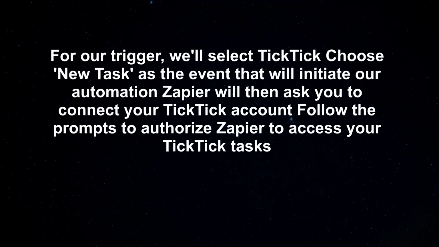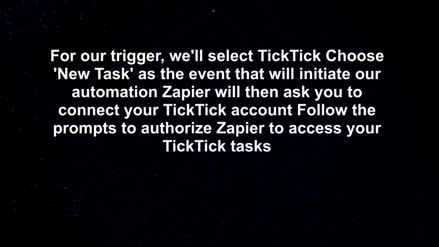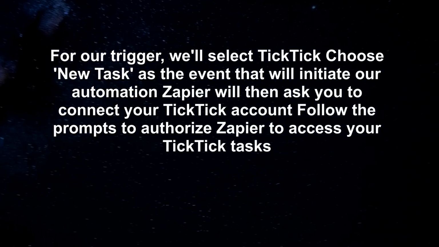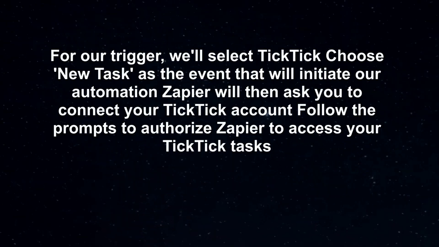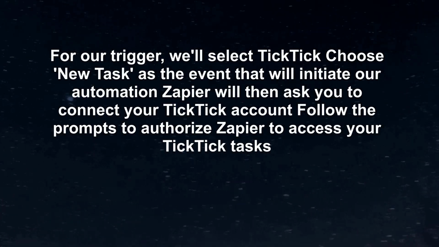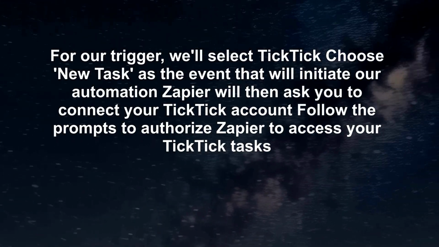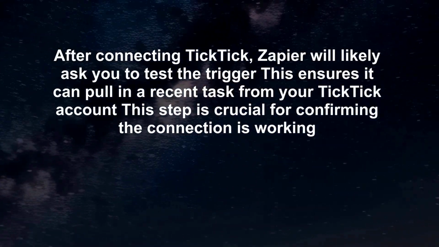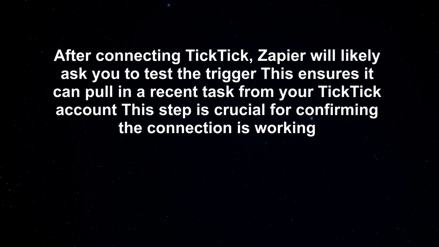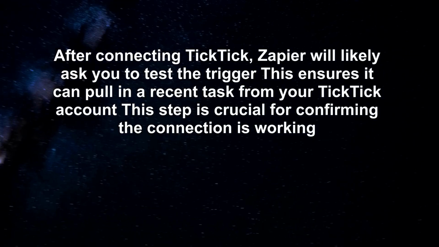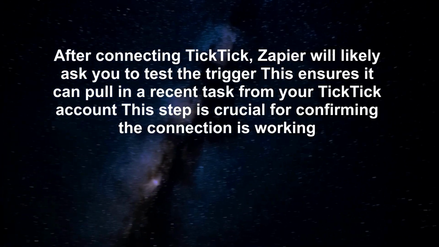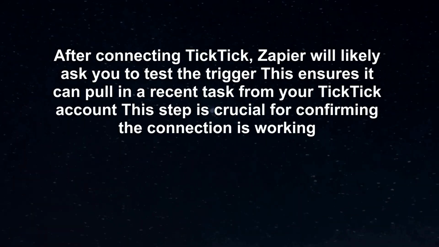For our trigger, we'll select Ticktick, choose New Task as the event that will initiate our automation. Zapier will then ask you to connect your Ticktick account. Follow the prompts to authorize Zapier to access your Ticktick tasks. After connecting Ticktick, Zapier will likely ask you to test the trigger. This ensures it can pull in a recent task from your Ticktick account. This step is crucial for confirming the connection is working.